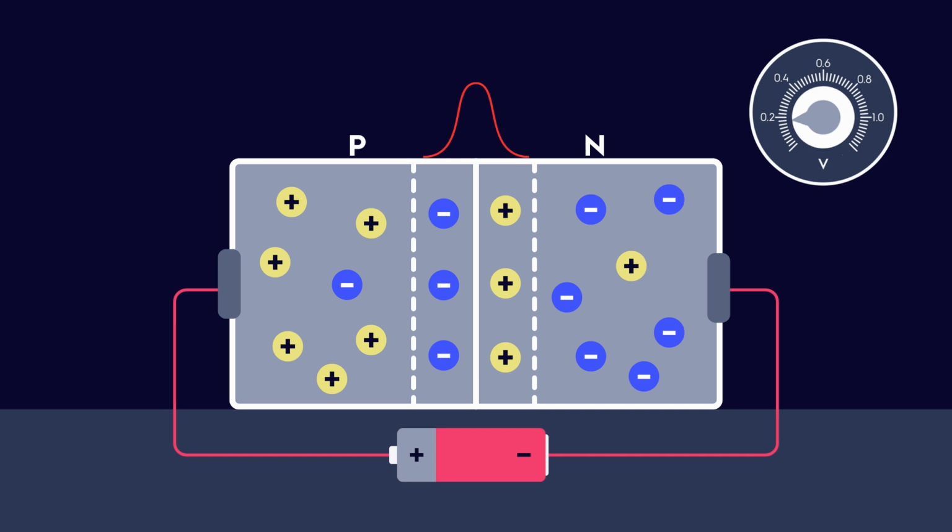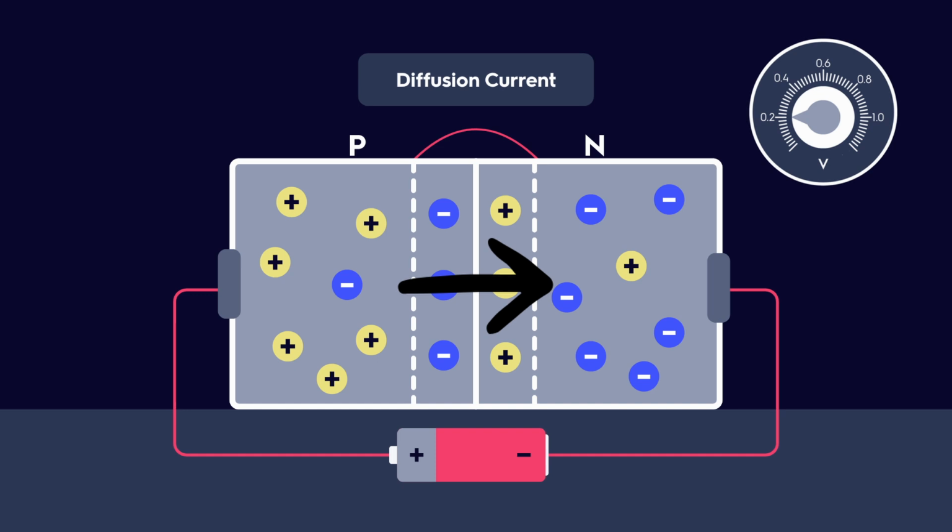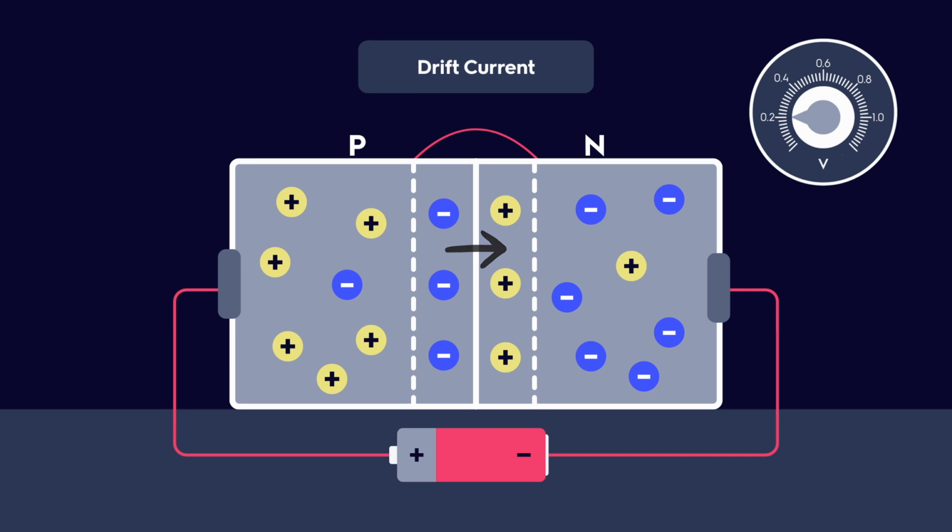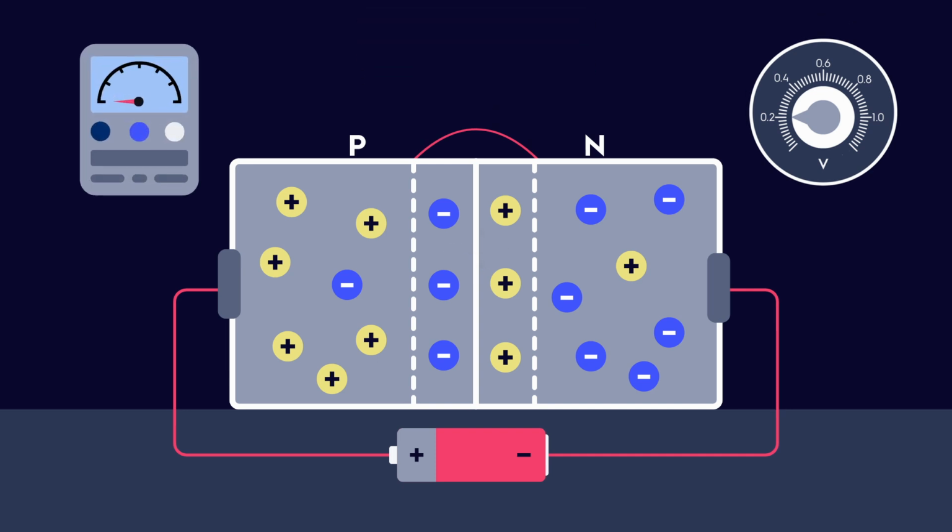We apply a small forward voltage, like 0.2 volts. An easy way to picture this is that the battery lowers the barrier, making it easier for majority carriers to cross. So diffusion current increases. Drift current changes only a tiny amount because minority carriers are scarce, so drift stays roughly the same. That means the currents no longer cancel, and we get a net current.